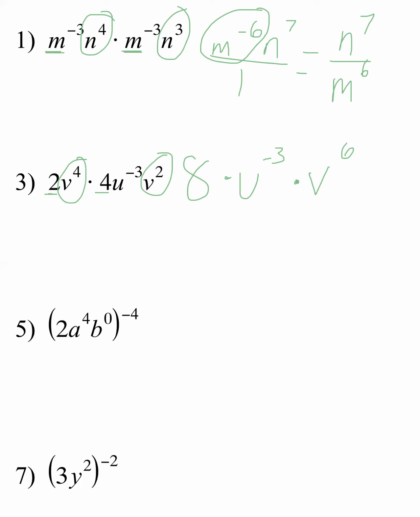So now there's my answer, and it's a mathematically correct answer, but I'm not allowed to have the negative exponent written. So what happens? This guy has to move down. So my final answer looks like this. 8V to the 6th stays up top, and then downstairs I'll have that U to the positive 3rd.